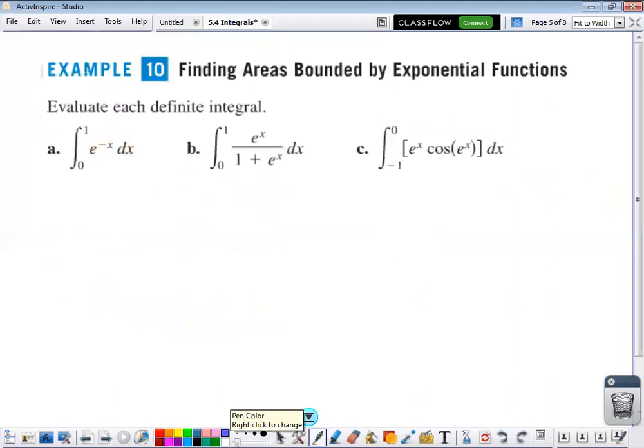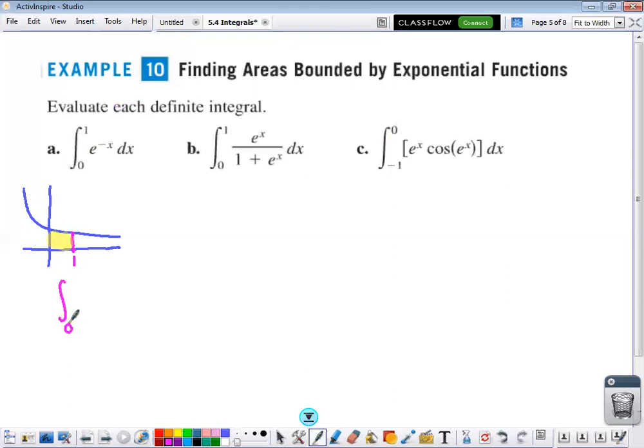All right, example 10, we're finding areas. So remember, the area is just the definite integral, the area under the curve. So looking at the integral from 0 to 1 of e to the negative x dx. So just a quick little sketch. I'm not going to sketch all of these, but e to the negative x, that's just your decreasing exponential. All right, and so we're looking for the area between 0 and 1. So if we just let that be 1, we could block it off with a vertical line, and then you're just looking for what I just highlighted, that area under the curve.